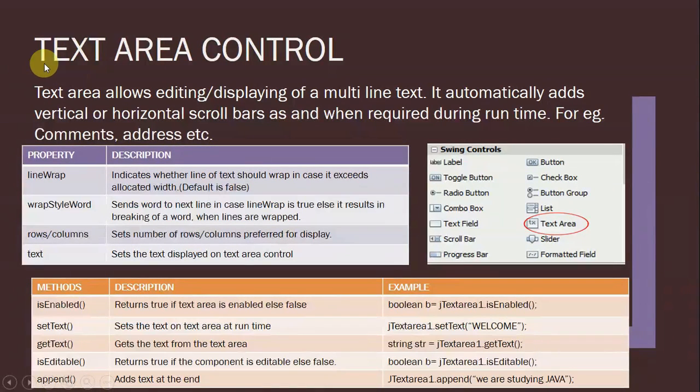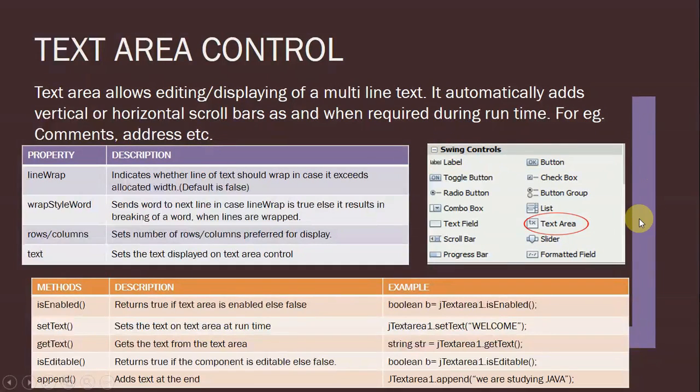Now let us talk about the text area control. Text area allows editing and displaying of multi-line text. I think you remember that text field is used to add a single line of text, and suppose you need to write multi-line text. In that case, you need text area. It automatically adds vertical or horizontal scroll bars as and when required during runtime. So examples of text area use can be comments, address, etc.